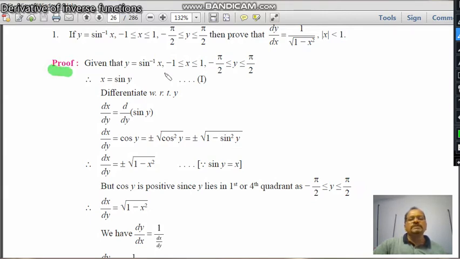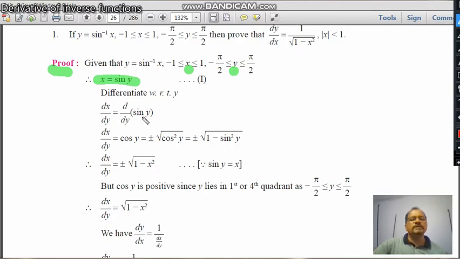Given that y is equal to sine inverse x, minus 1 is less than or equal to x less than or equal to 1, and y is between minus pi by 2 to plus pi by 2. Remember that only under these conditions we can invert the function and we can find its inverse, x is equal to sine y. This inverse is due to these restrictions on x and on y. Let us differentiate this x with respect to y.